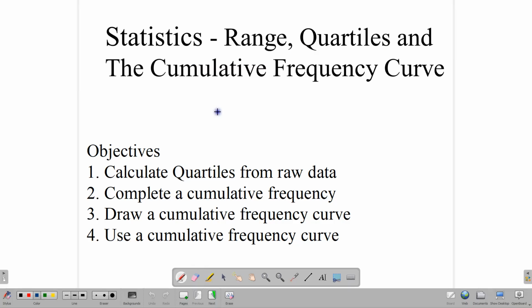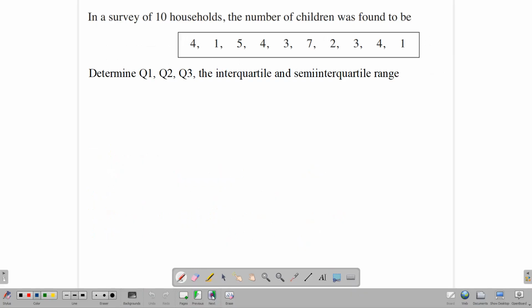Today we are talking statistics and we are going to pay some attention to the range, the quartiles, and the cumulative frequency curve. Our objectives for today are to look at the quartiles from raw data, so we're going to do some calculations there, to complete a cumulative frequency, to draw a cumulative frequency curve, and finally to use a cumulative frequency curve to answer some questions.